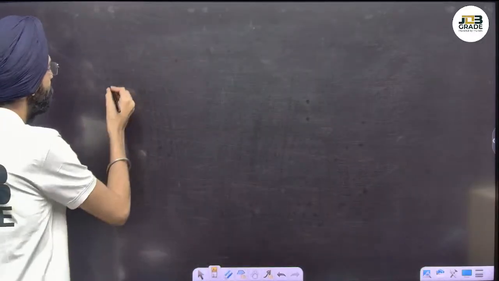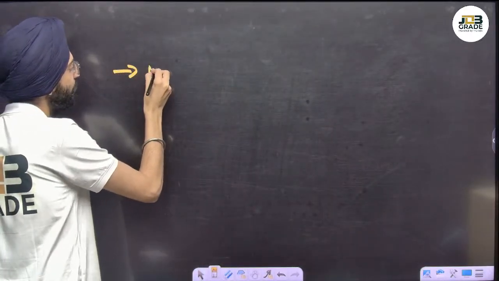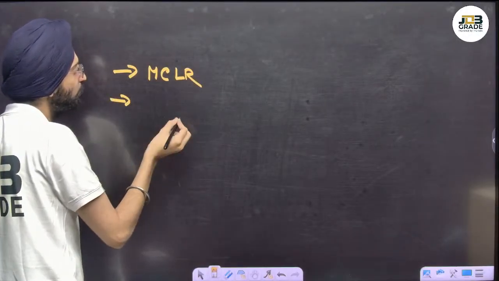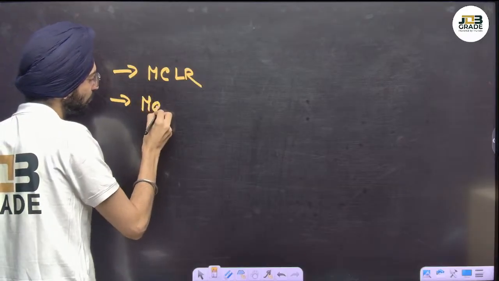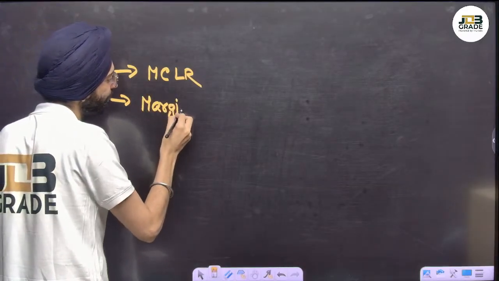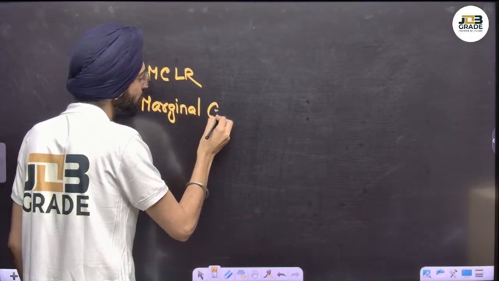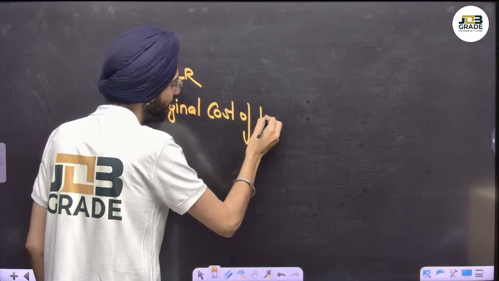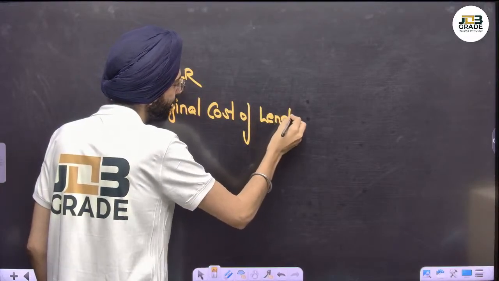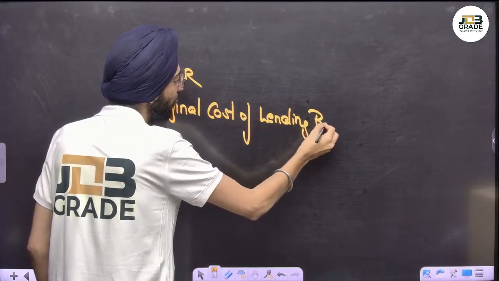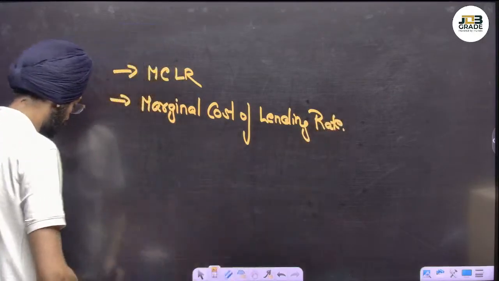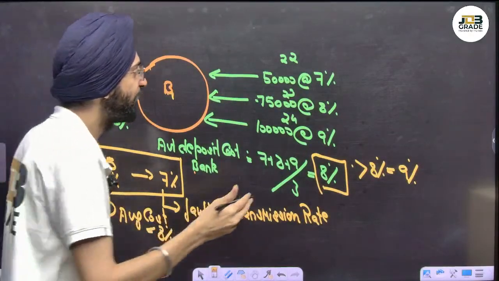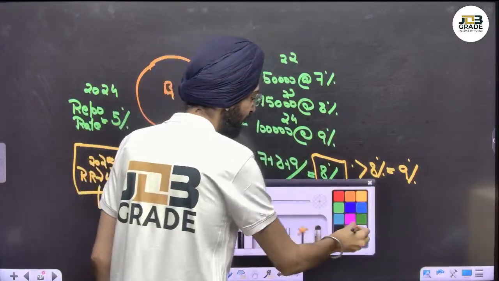the MCLR method. That's an improvement over the previous base rate. MCLR stands for marginal cost of lending rate. To understand what has been improved with this, we have introduced MCLR.